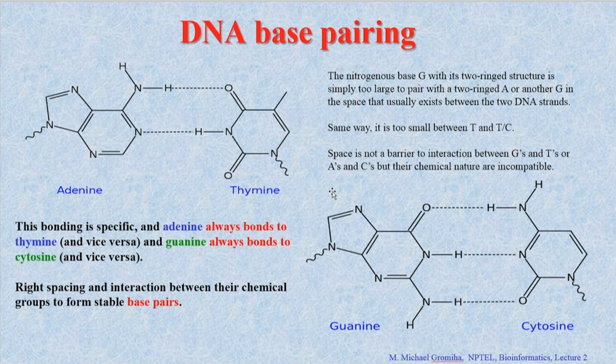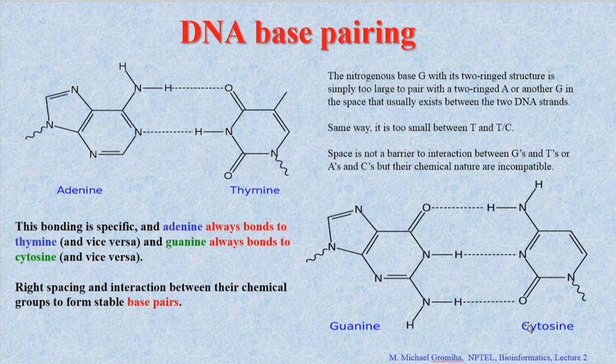So now, how does this base pairing happen? If we have adenine and thymine, right, they form two hydrogen bonds, and guanine and cytosine are paired with 3 hydrogen bonds. Why is this pairing specific? Why not with the other bases? Why is A not pairing with G, and T not pairing with C?